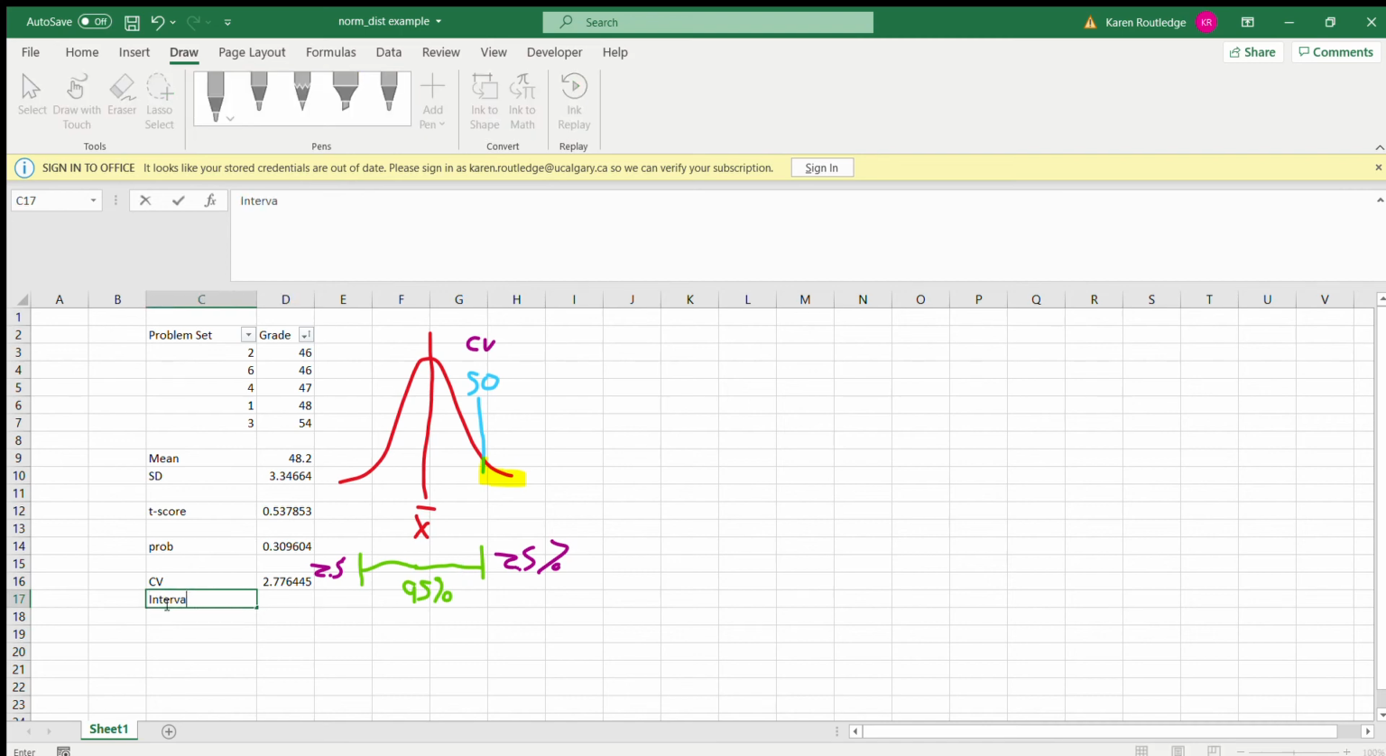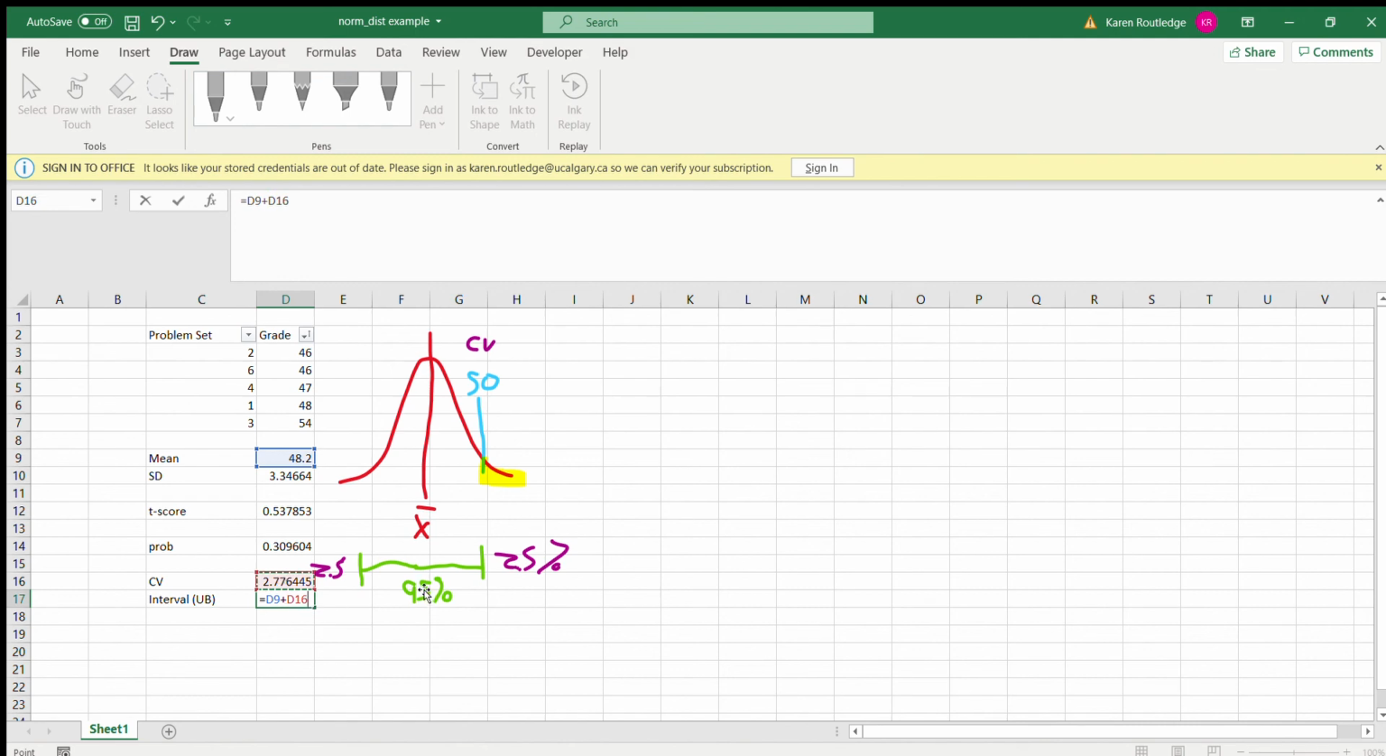So let's do our interval upper bound. This will be the highest value in original data units, the highest actual grade that our student could expect to get within 95% confidence. So this is equal to the mean. That's our starting point in the middle. And we're talking about upper bound, so we're going to add to it the distance that we have to move across, and that's in standard deviation units.